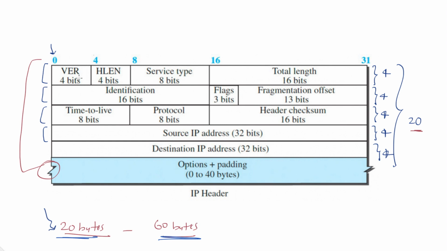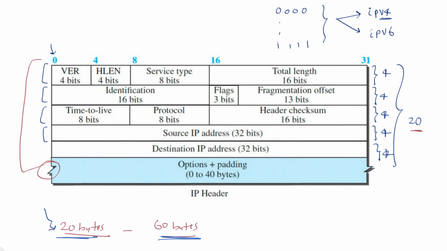Now let's talk about every field one by one. So first field is VER, which means version. Now version is having 4 bits, which means there could be from 0000 to 1111. There could be these many versions. And out of all these versions, only 2 versions got success, which is IPv4, version 4, and another one is version 6.